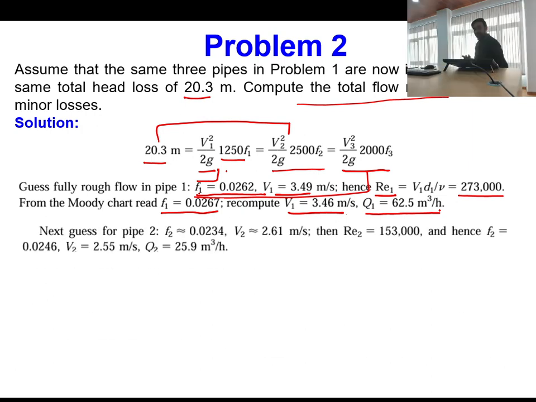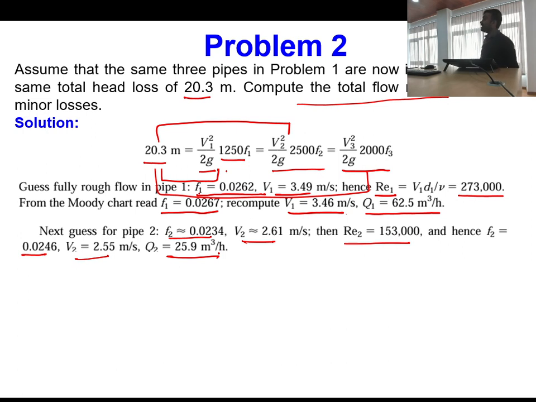Then the same thing I need to do for pipe number 2. Okay, so same thing I have done. First, for the total rough regime I found this, the corresponding V2 was 2.61. Then I calculated the Reynolds number, then I corrected my friction factor, I obtained the corrected velocity and I considered this as the converged solution and obtained the volumetric flow rate.